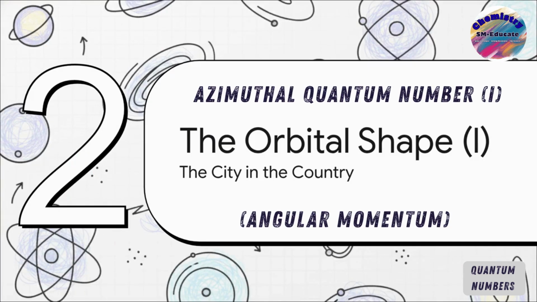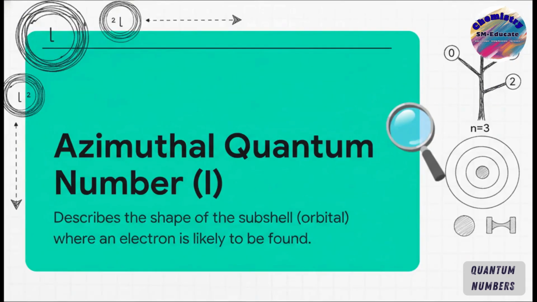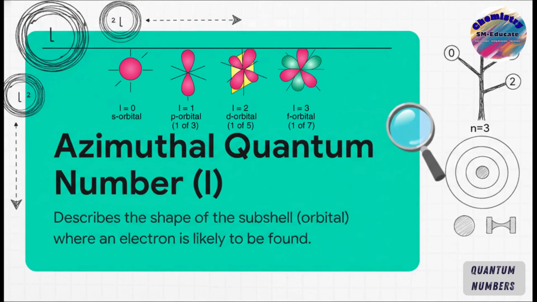All right, we found our country. Now it's time to find the city. This is the job of the second quantum number, the Azimuthal quantum number, or L for short. This one defines the actual shape of the electron's neighborhood, which we call a subshell. Now here's where it gets really clever. The possible values for L are completely dependent on N. The rule is pretty simple. L can be any whole number starting from 0 all the way up to n-1.